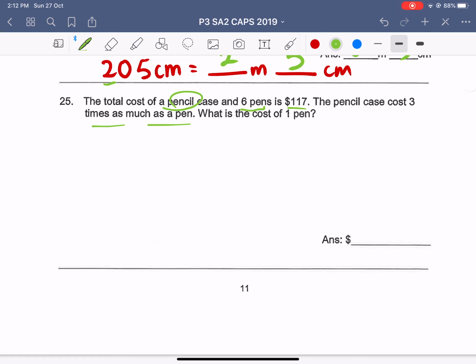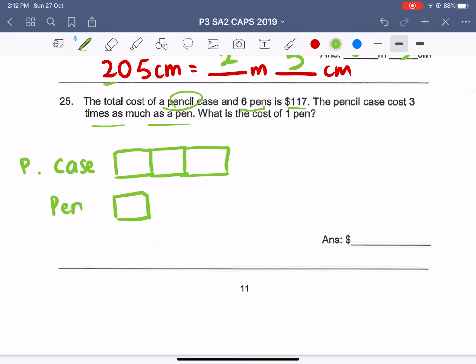Now in common sense, we know that pencil cases are more expensive most of the time than a pen. So in this case, I'm going to have a model that shows the case that is more expensive, the pencil case. The pencil case is 3 times as much as the pen. So this is how much it costs.